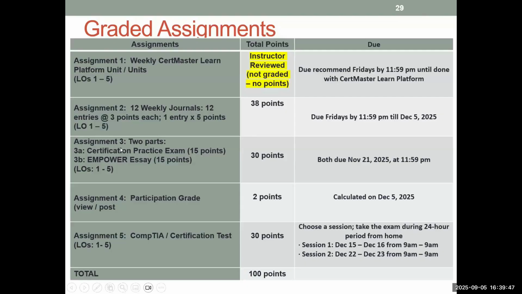The third assignment has 2 parts. There's the practice exam, and we've got it set up so that as long as you're showing that you are making the attempt, and the attempt means that you've done the practice exam at least twice, and you've tried to answer at least 50% of the questions in each of your attempts, you are guaranteed no less than a C for that grade.